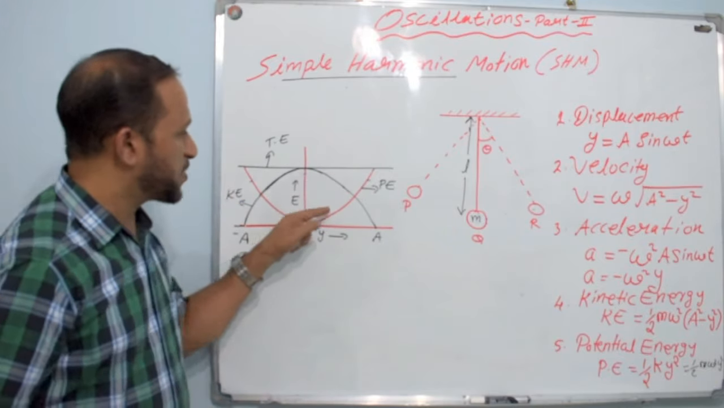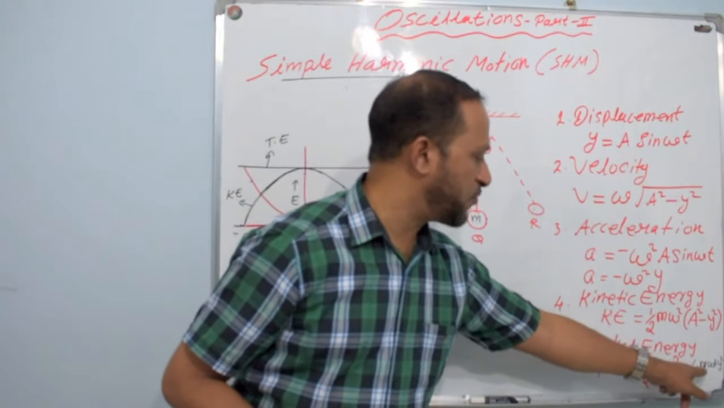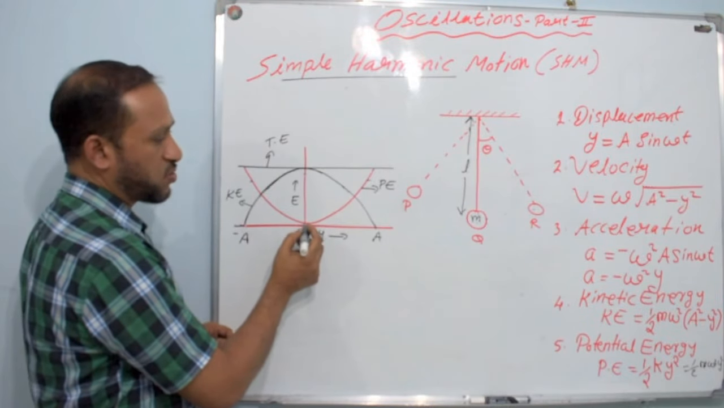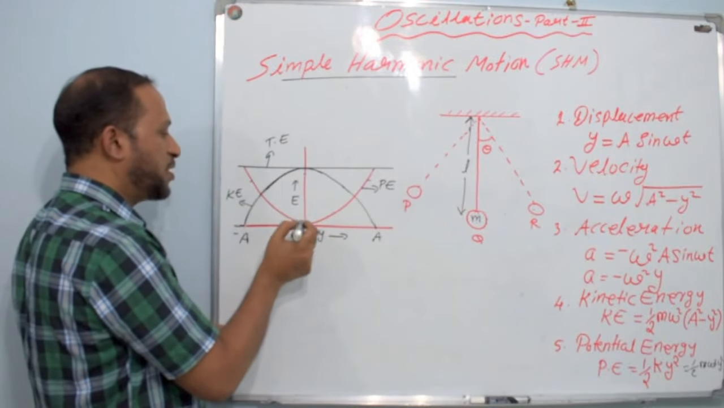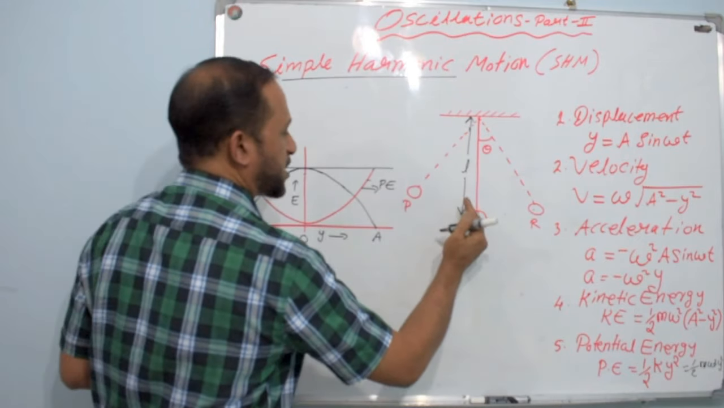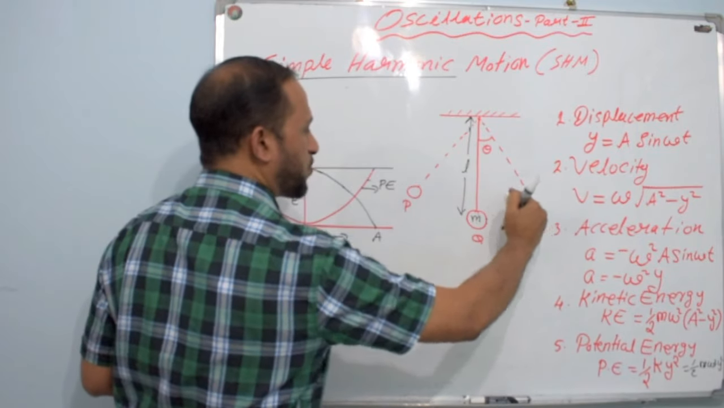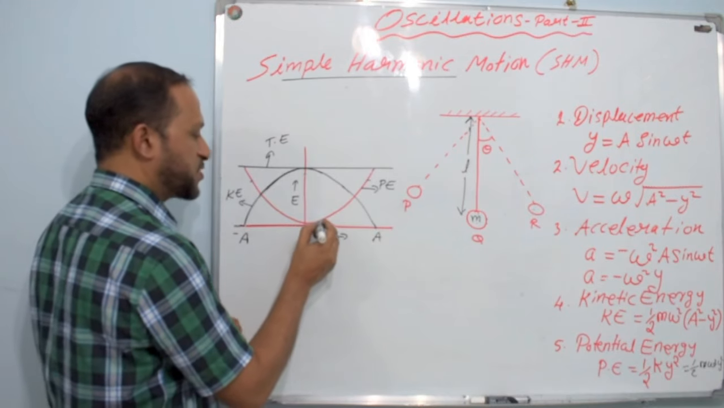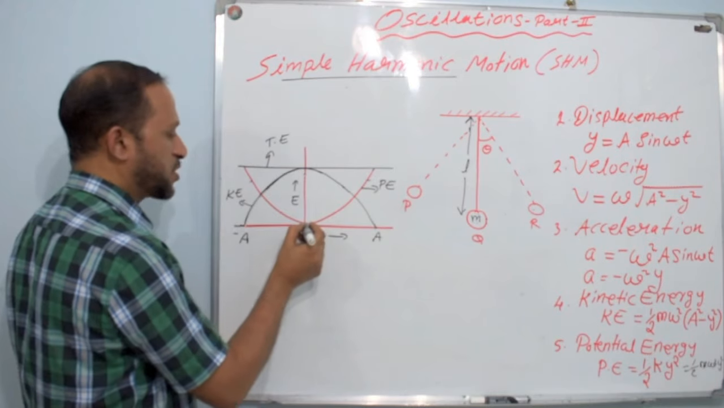And this red curve represents the variation of potential energy. In the potential energy equation, half m omega square y square, at the mean position, y equal to 0, so potential energy is 0. But at the extreme position, potential energy becomes maximum. When the bob reaches here, it stops, so kinetic energy becomes 0, but potential energy is maximum, height is maximum. So this curve represents maximum potential energy at the extreme point, and zero at the mean position.